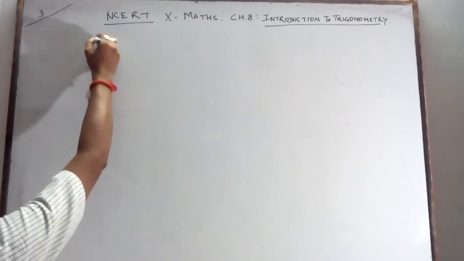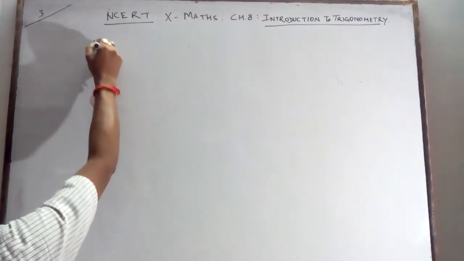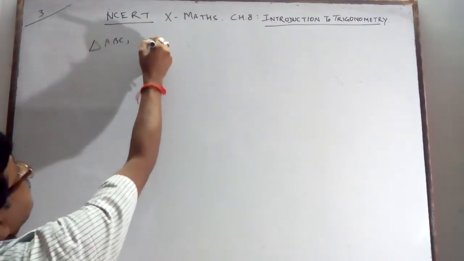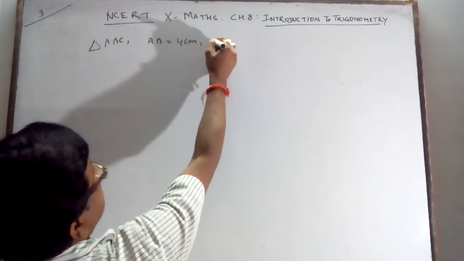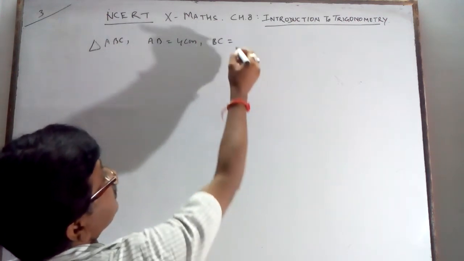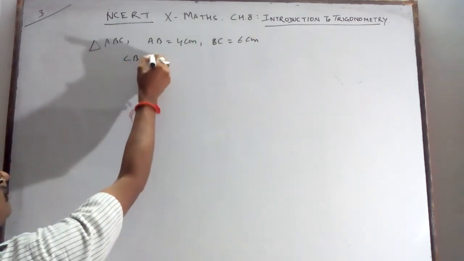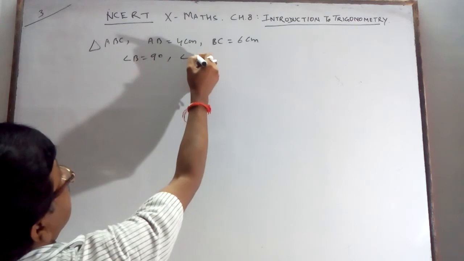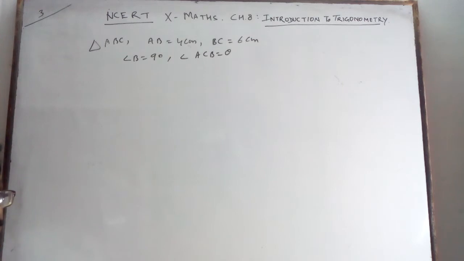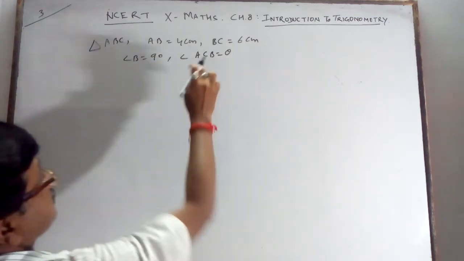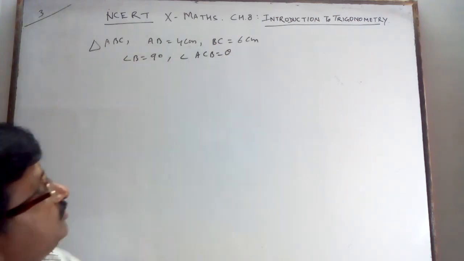Here is a triangle ABC. In triangle ABC, AB is equal to 4 centimeter, BC is equal to 6 centimeter, angle B is equal to 90 degree, and angle ACB is equal to theta. Find all the trigonometric ratios with respect to theta. This is the question.